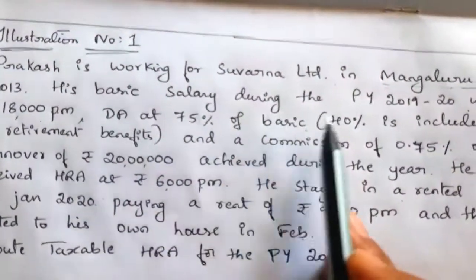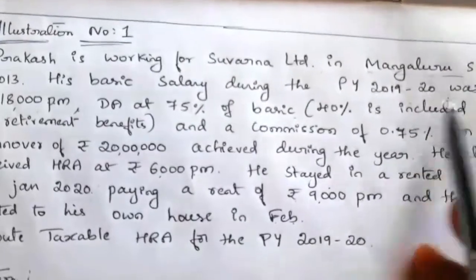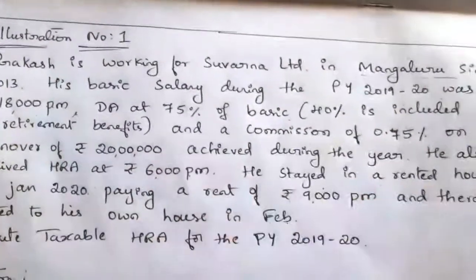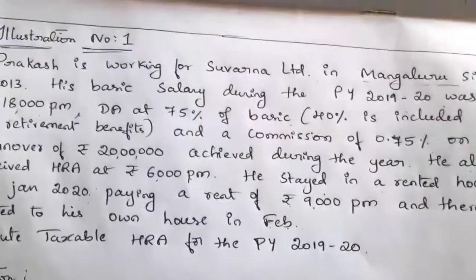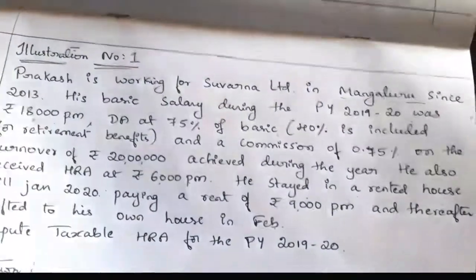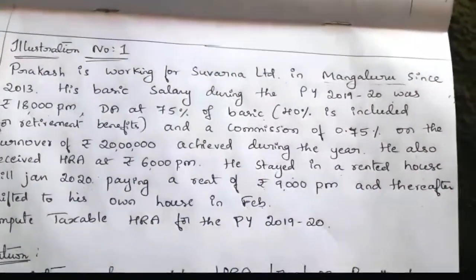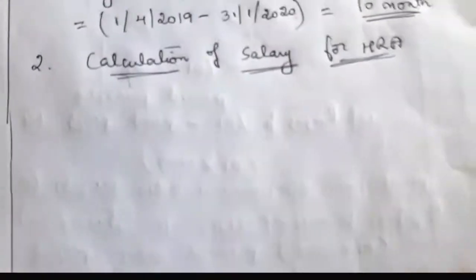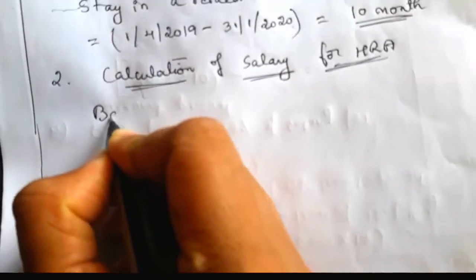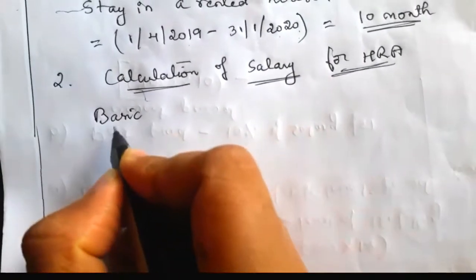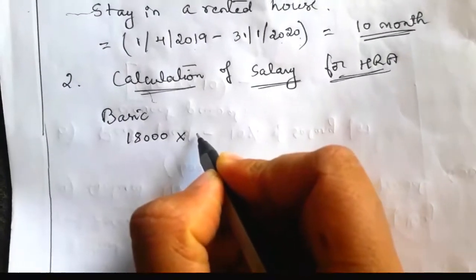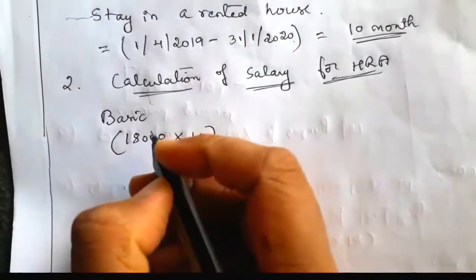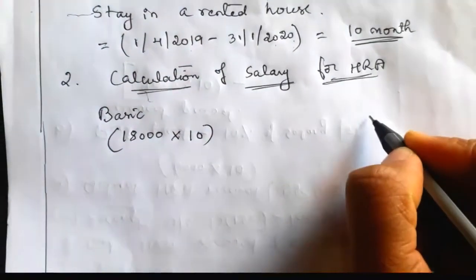His basic salary during the previous year 2019-20 was rupees 18,000 per month. He received 18,000 per month for the entire year, but we take basic only for the 10 months of the relevant period. So 18,000 into 10 is 1,80,000.